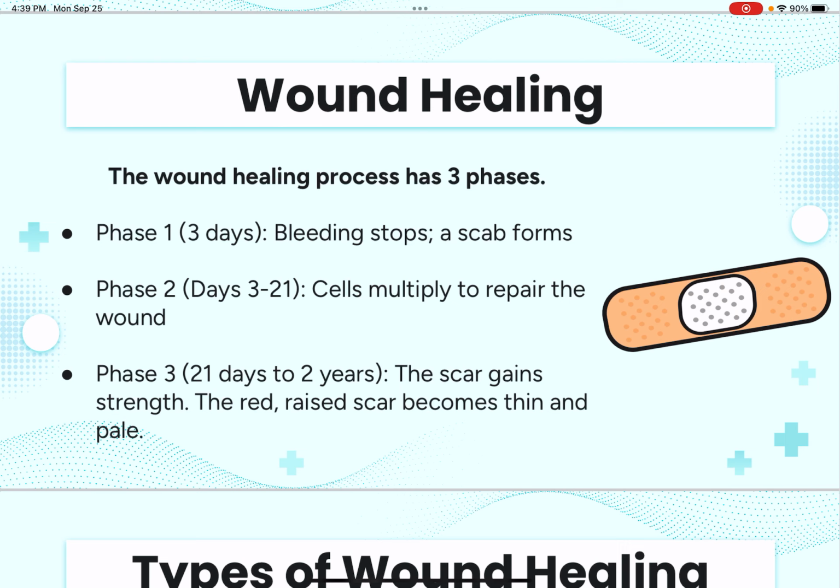Phase 2 is days 3 to 21. During this phase, the cells multiply to repair the wound. Some wounds do not heal in a timely manner. A chronic wound does not heal easily and within about 3 months. Phase 3 is days 21 to 2 years. The scar gains strength. The red, raised scar becomes thin and pale.